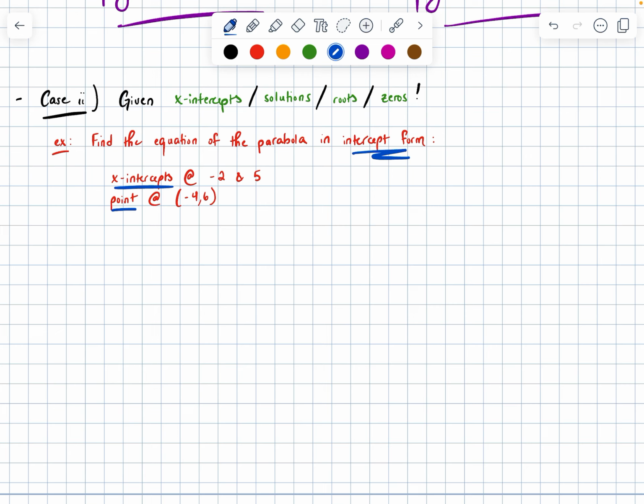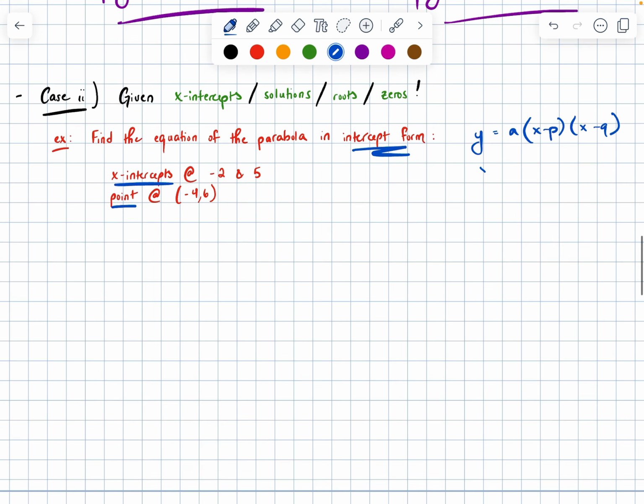And stop. I lied, I don't care about a graph. I care about an equation, which here is in intercept form. Intercept form we might remember. We write as y equals a times the quantity x minus p times the quantity x minus q. And the power here, just like vertex form gives us our vertex, these give us two x-intercepts, p and q. Well, if my x-intercepts are at -2 and 5, that means that I've got some values of p and q.